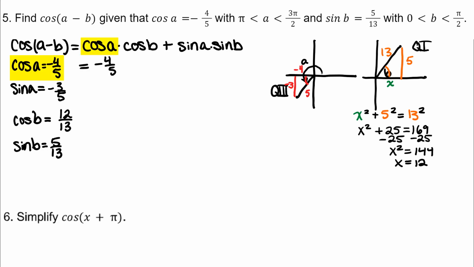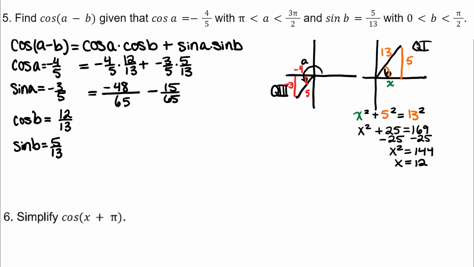Cosine of A is negative 4 over 5, cosine of B is 12 over 13. Sine of A is negative 3 over 5, sine of B is 5 over 13. I know I can reduce the second fraction, but I like that both of these terms are going to have the same denominator of 65, so I'm not going to reduce yet. The first term is negative 48 over 65. The second is negative 15 over 65. Since I have common denominators, I can just subtract and get negative 63 over 65, which is the answer. And I never even knew what A or B was. I just needed to know one ratio and where to go.